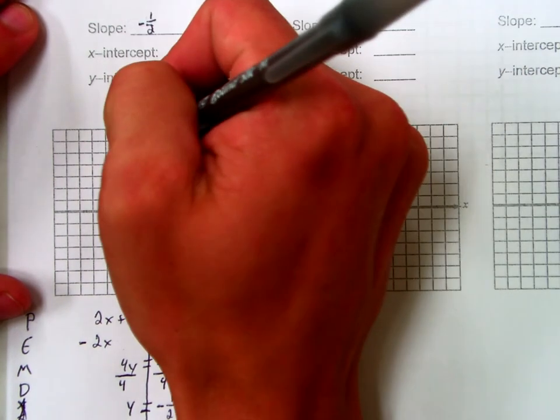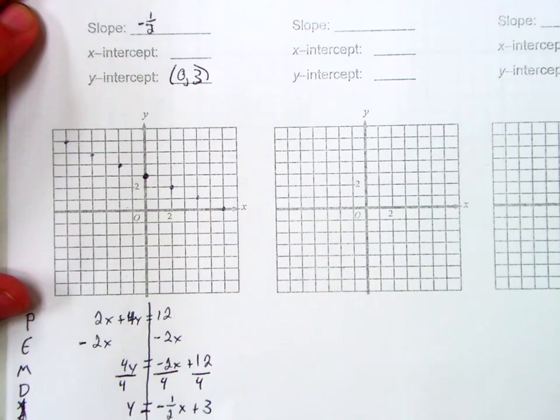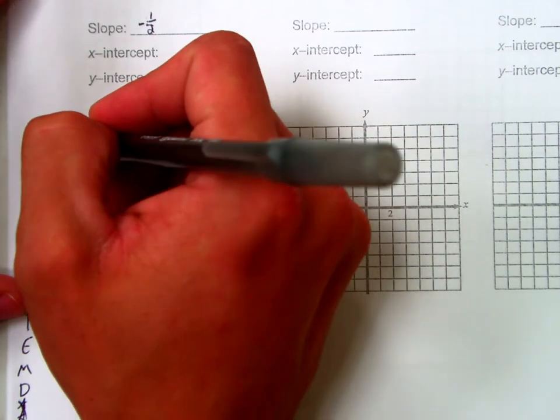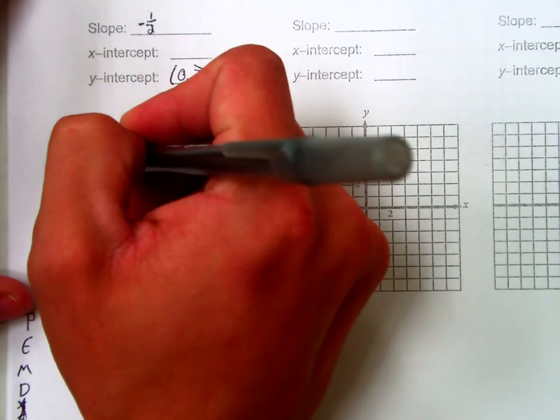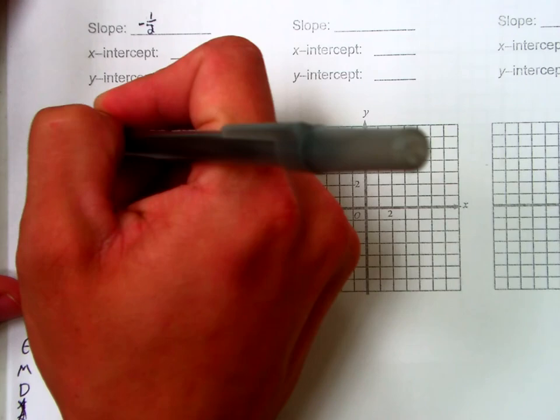Up 1, left 2, up 1, left 2, up 1, left 2. Notice it's the exact same line. It doesn't really matter if I put the negative on top or bottom, as long as it's one or the other, not both. So there's my line.